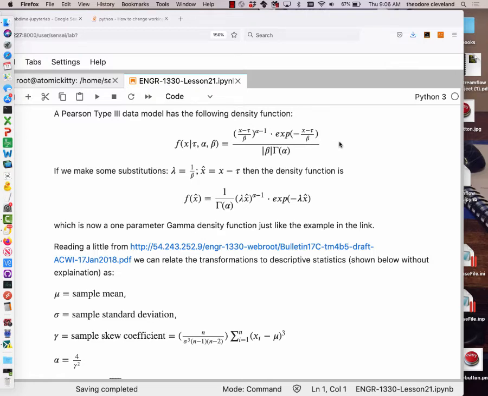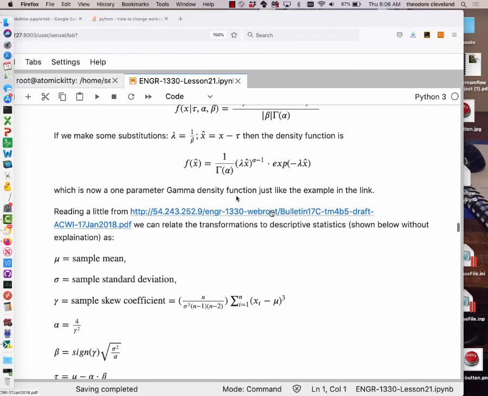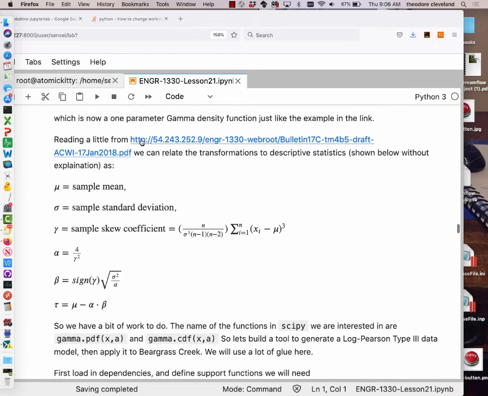That would be cool. So we'll make some substitutions and we can kind of reduce the letters of the alphabet a little bit, where we have alpha, lowercase gamma, and that's it. And with those, we get our density function, and that's now called a one-parameter gamma density function, which is just like the example. And then we can read from another document and figure out how to get the values of the alpha.